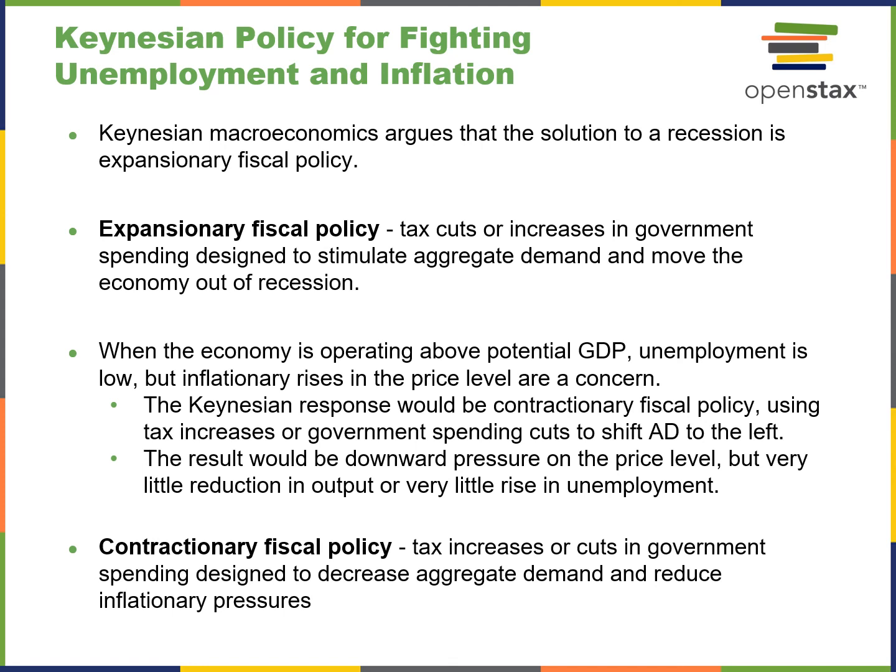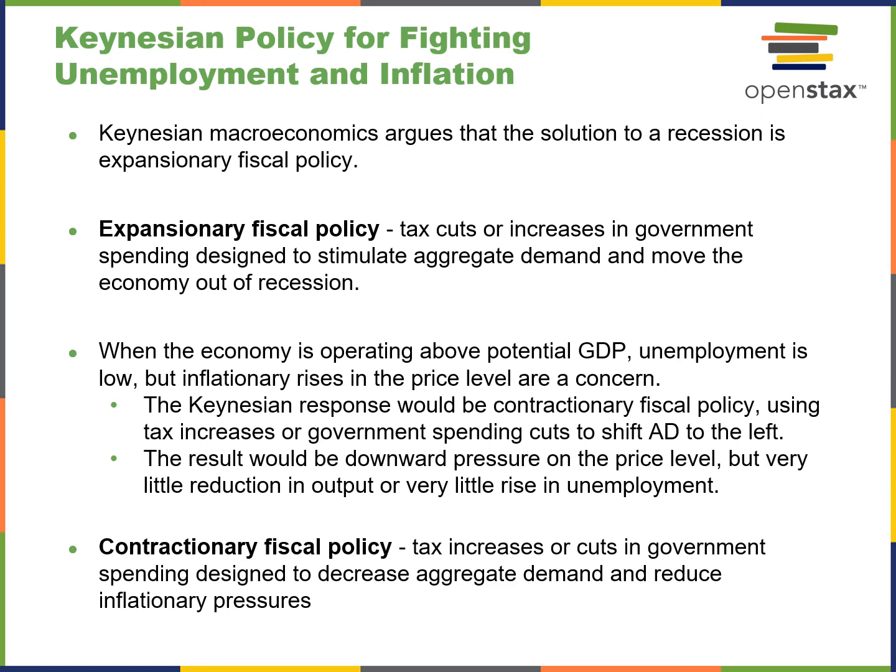Okay, Keynesian policy techniques for fighting unemployment and inflation. So tools used in the toolbox include expansionary fiscal policy. So that could be tax cuts, it could be quantitative easing, changing of the Fed discount rate. A number of things can contribute to that.